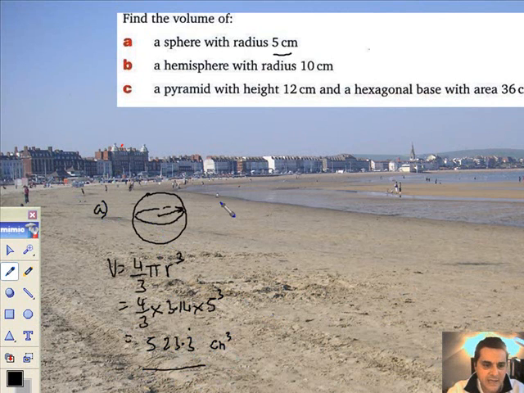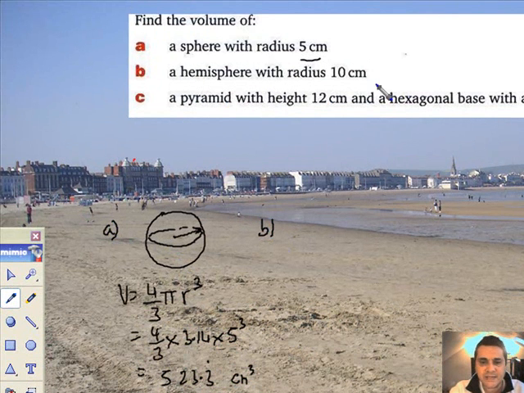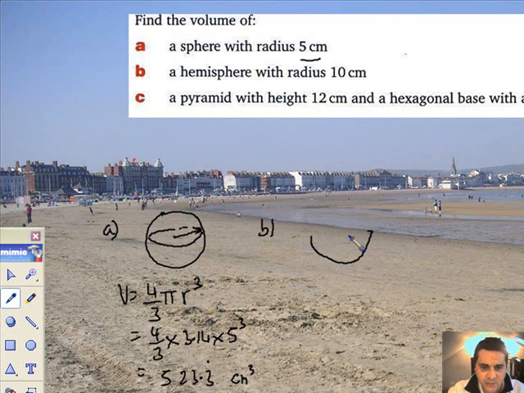Part B, that was A. Do B across here, I think. A hemisphere with radius 10 centimeters. So it's the volume of a hemisphere. So what we've got there is one of these. It's like half an orange cut in half, and there you go. Now if it's the volume of a sphere, then here we have a volume of a hemisphere, and the radius is 10. So from there to there, we've got a radius of 10, whereas before it's just a radius of 5. Alright. So let's just work out a full volume.